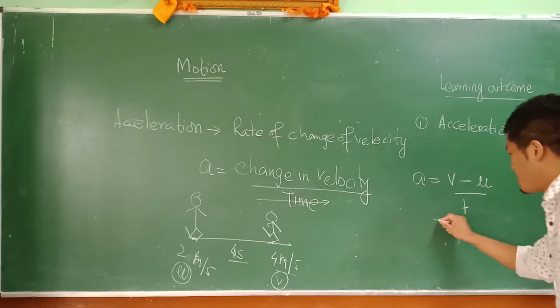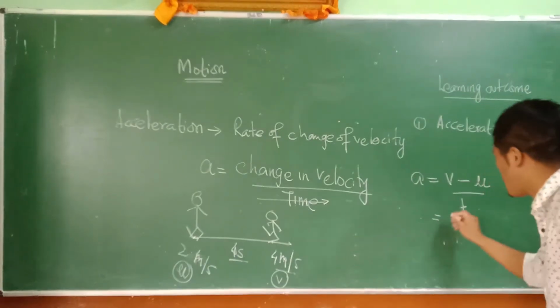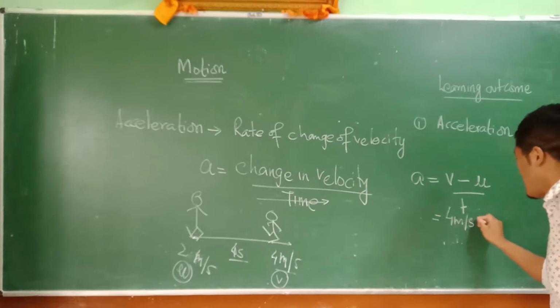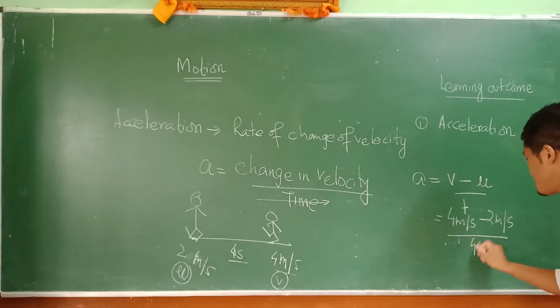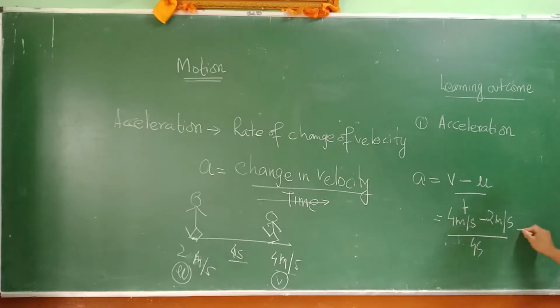So how much is v? v is 4 meter per second. And how much is u? 2 meter per second, in a time interval of how many? 4 seconds. Right? So 4 minus 2 is how much? 4 minus 2 is 2 meter per second, divided by how many? 4 seconds.